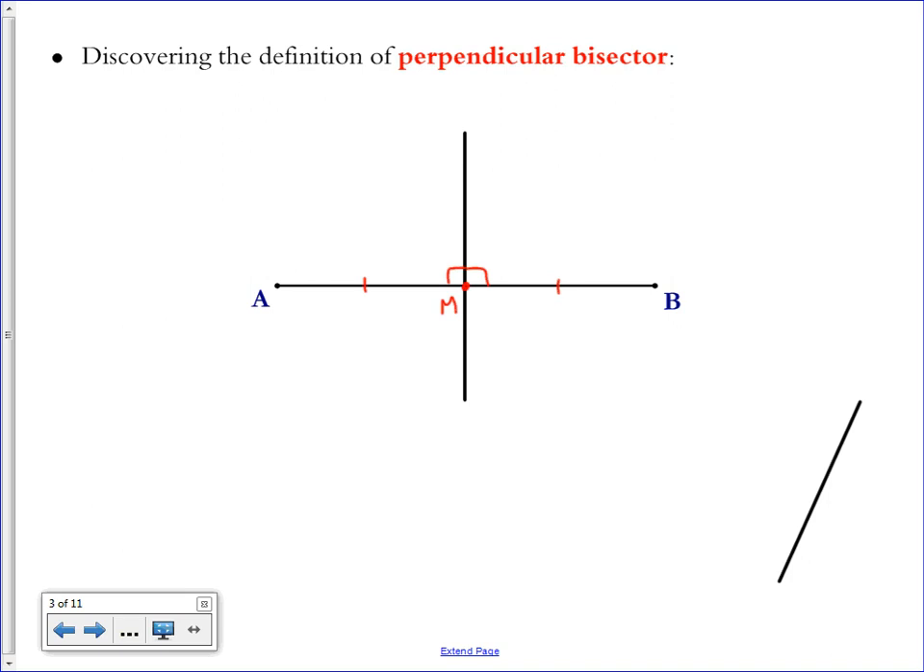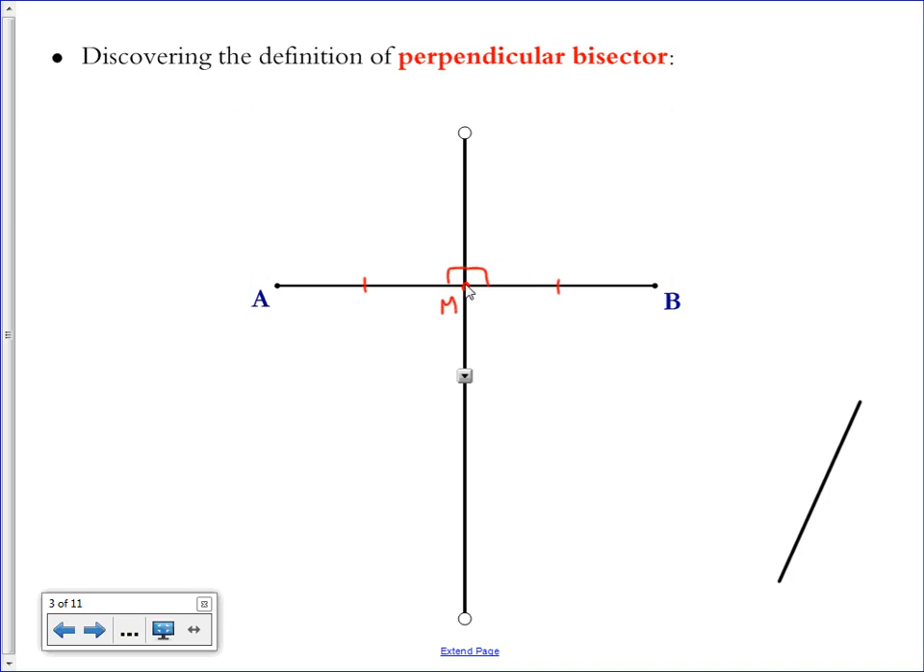It doesn't have to just be a segment, right? It could be a line that goes on forever as well. And it doesn't have to be cut in half itself. It just has to cut the original segment in half. So it splits AB into two equal pieces, and the perpendicular bisector itself could be a line, could be a segment. It doesn't have any determined length.